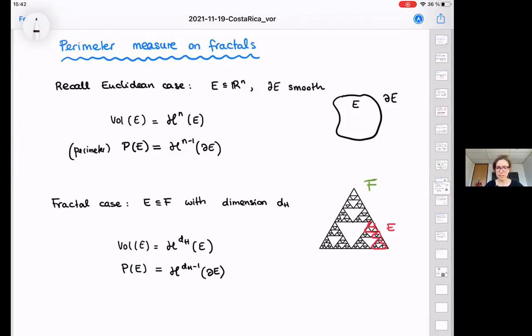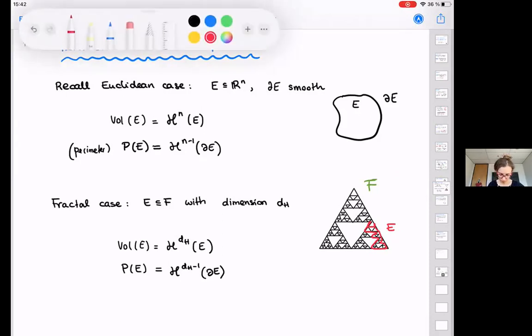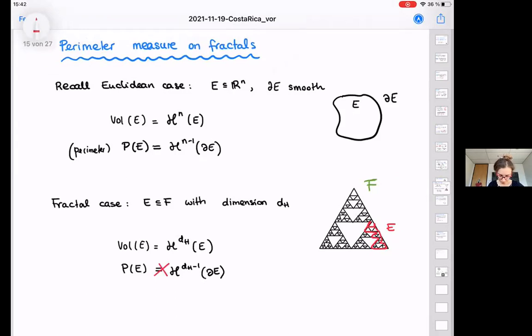Well, if we do this, which is the first thing that you would try, unfortunately, this doesn't work. Why does this not work? Well, because first of all, if we look at the Hausdorff dimension, depending on what the boundary of my set is, if I'm looking at this set, the boundary is everywhere here, somehow.